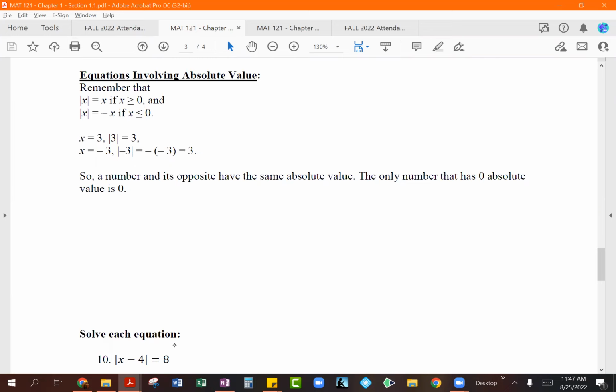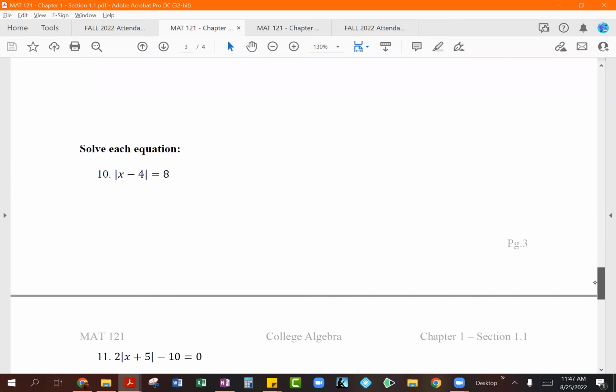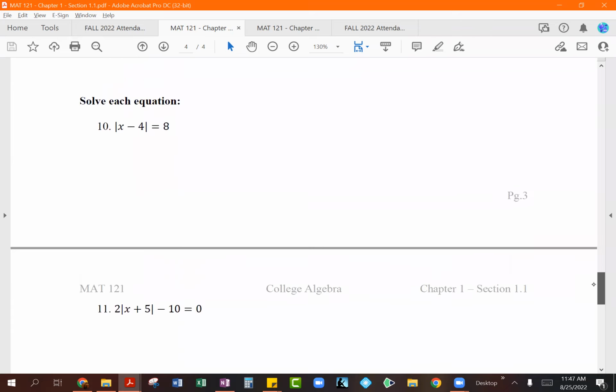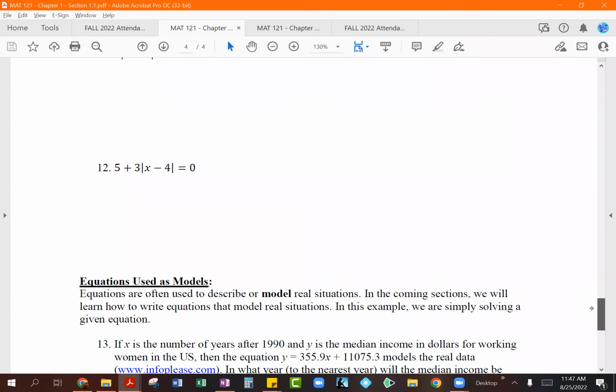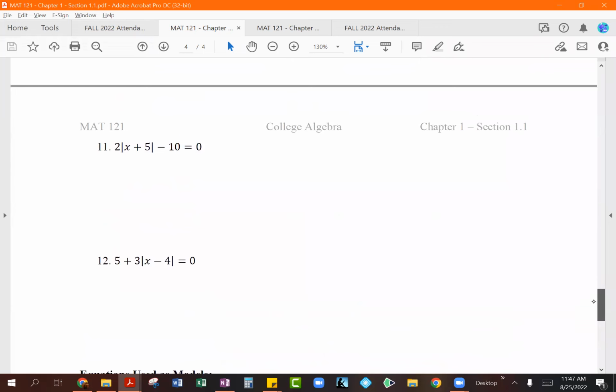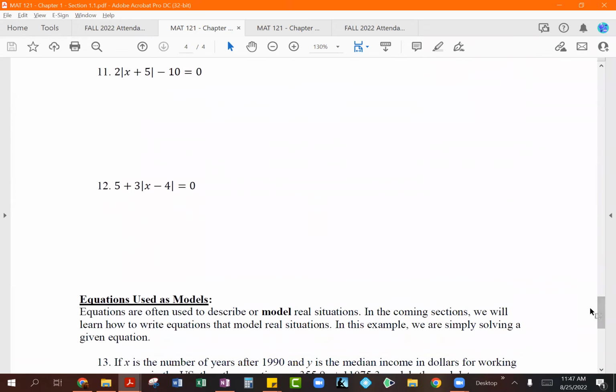Now, how do we work with absolute value equations? Let's take a look at an example here. You know what? Let's do number 12.